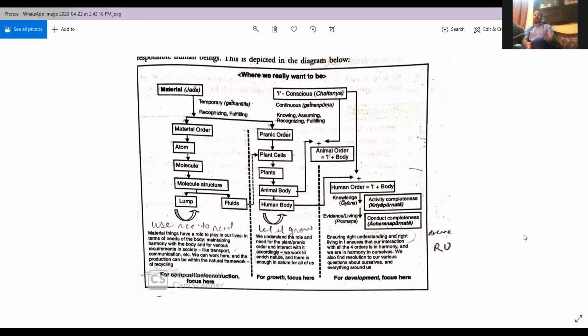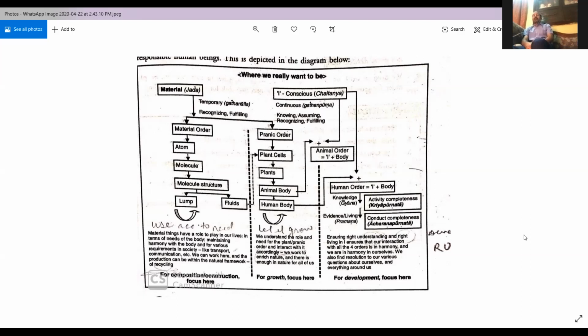Then what is the solution? The solution is that a person is not supposed to be prosperous by accumulating. Whatever we have, we need to share it, and then we can be prosperous. We need to stop cutting the trees and killing the animals. That is a growth, and let it be. And the third one, we are supposed to focus on education and sanskara: try to understand and perform the work from knowing, assuming, recognizing, and fulfilling. That is the solution.